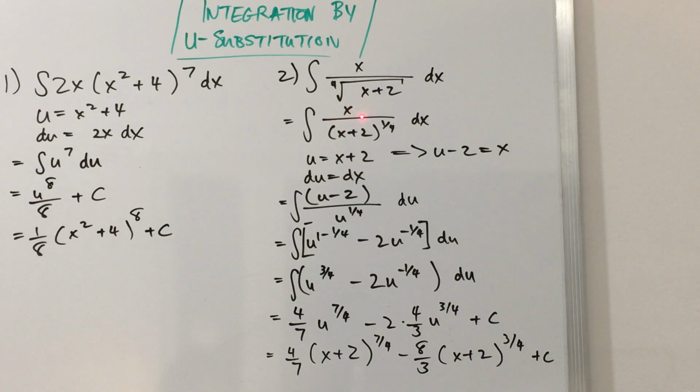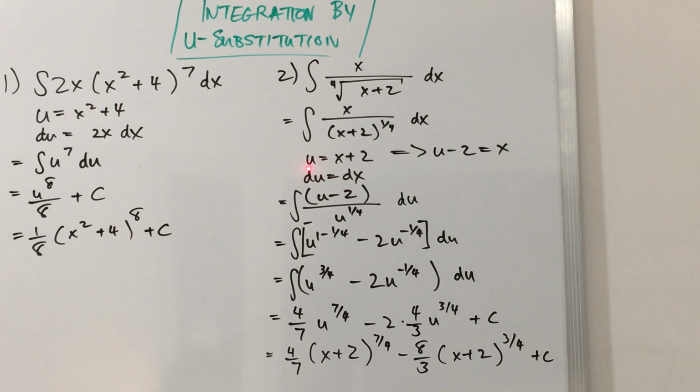This part becomes u minus 2. And then you have (x plus 2) to the exponent 1 over 4. Since we let u equal x plus 2, that becomes u to the 1 over 4. And then you have du over here, because this dx part, we said dx is equal to du.